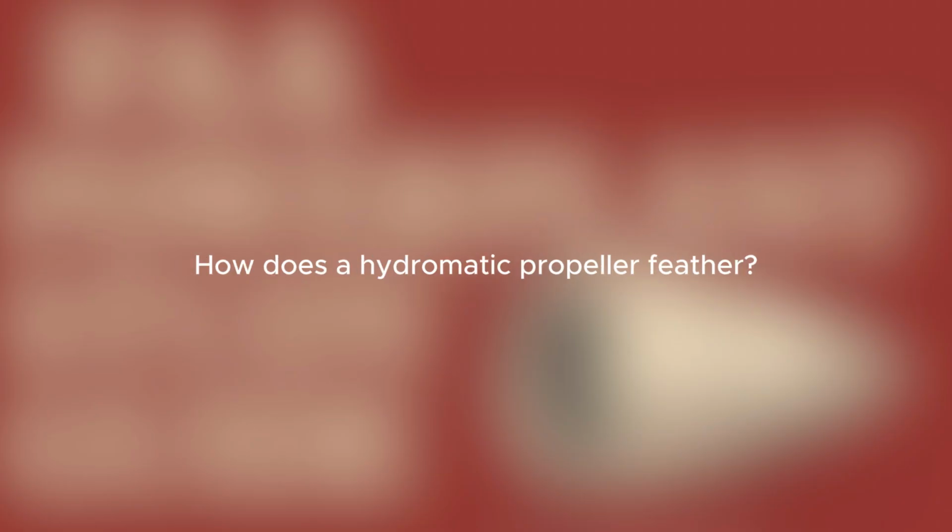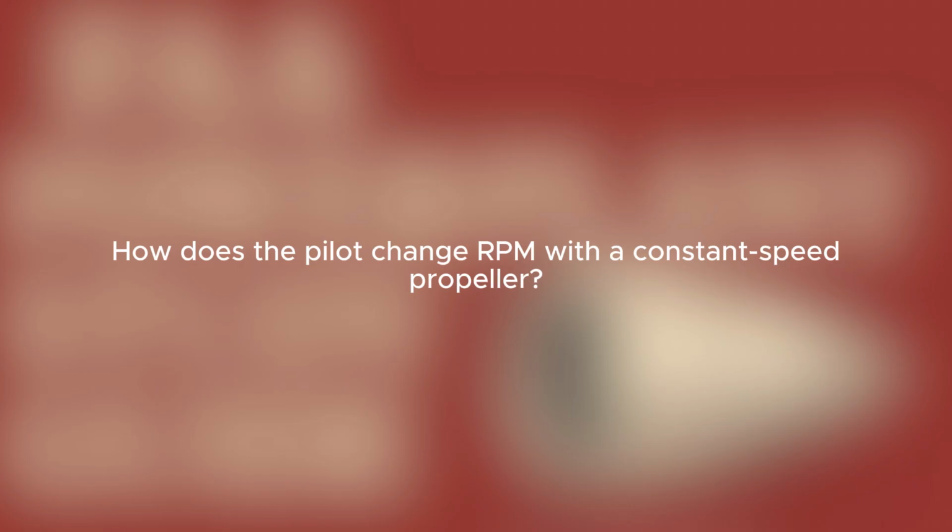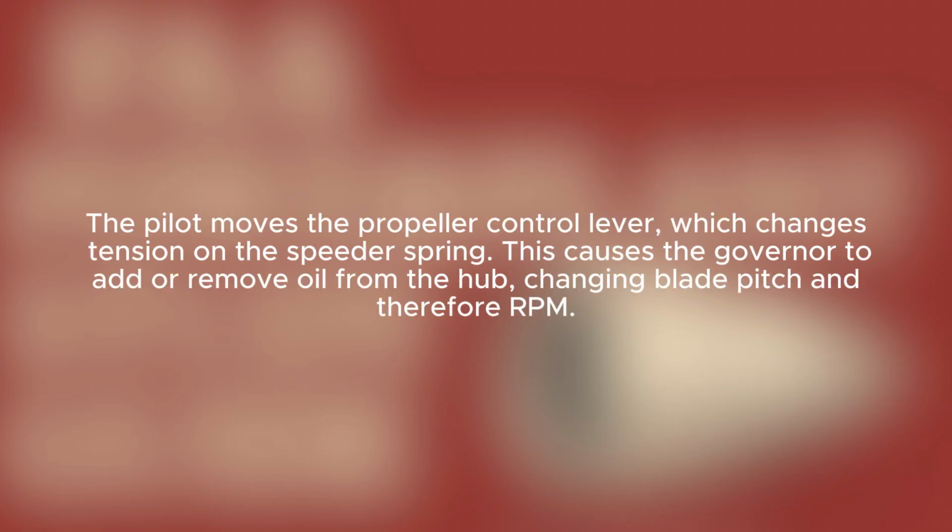How does a hydromatic propeller feather? By directing high-pressure engine oil into the propeller through the governor. How does the pilot change RPM with a constant speed propeller? The pilot moves the propeller control lever, which changes tension on the speeder spring. This causes the governor to add or remove oil from the hub, changing blade pitch and therefore RPM.